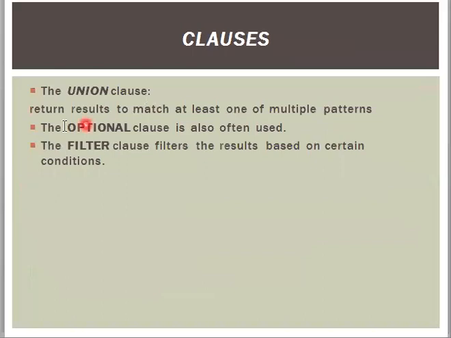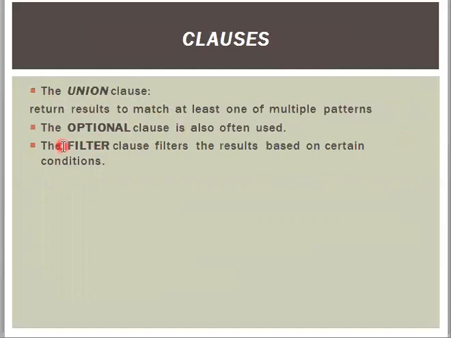Union clause: it returns the results that match at least one of multiple patterns. Whatever the multiple patterns we have, it will fetch the results for at least one of them. Suppose there are three classes with the same name and different object properties. What we can do is filter and fetch the results for any one of the classes.